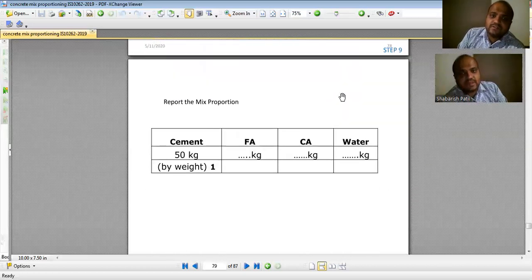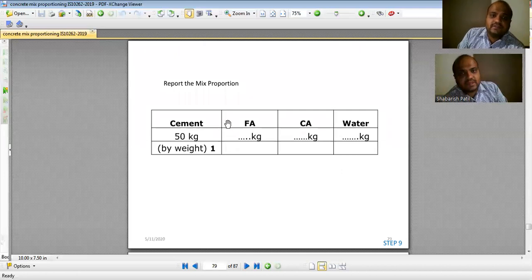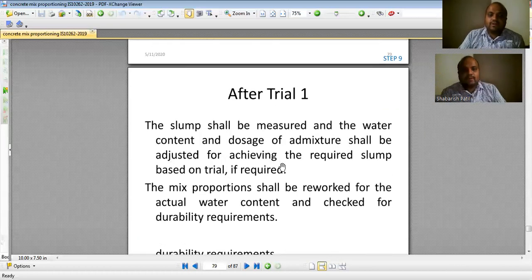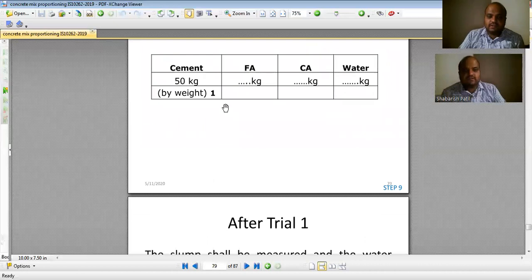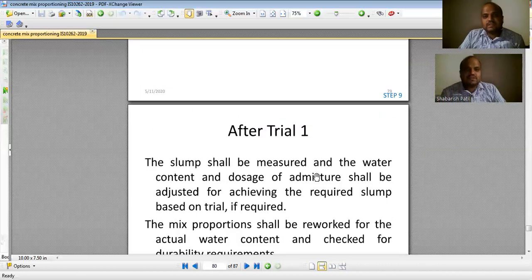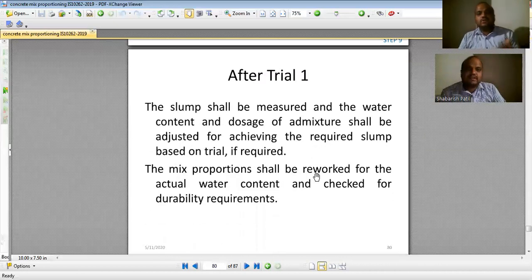Once you have done all this, you should make a record like this: cement, fine aggregate, coarse aggregate, and water. For 50 kg of cement, how much is fine aggregate, coarse aggregate, and water? Divide everything by this number and you will get the proportion, say 1 is to 1.5 is to 2, something of that sort. Now what you have to do is, you have this trial 1 mix proportion. Cast the trial 1 mix, note down the slump value, and make the cubes to test for compressive strength.